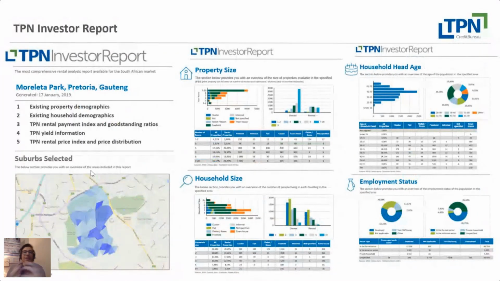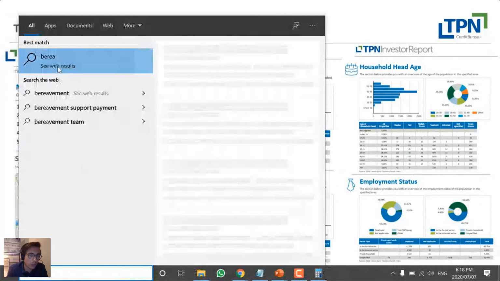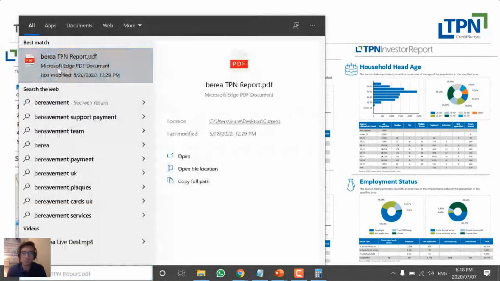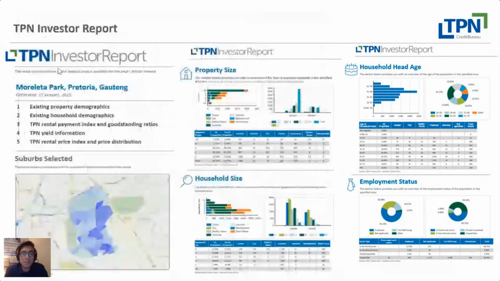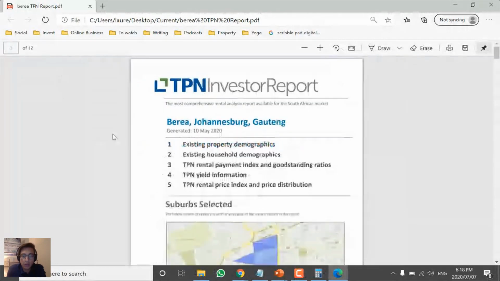So TPN has what they call their investor report, something that I highly recommend. And what I also thought I'd do for you guys today, just to make this a bit more real, is to take you through a TPN report that I pulled recently for Berea. Now, I'm looking at a new investment there. So whenever I'm looking at a new investment, I look at the TPN report.